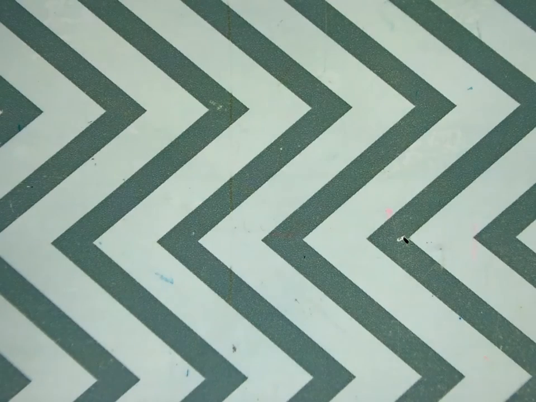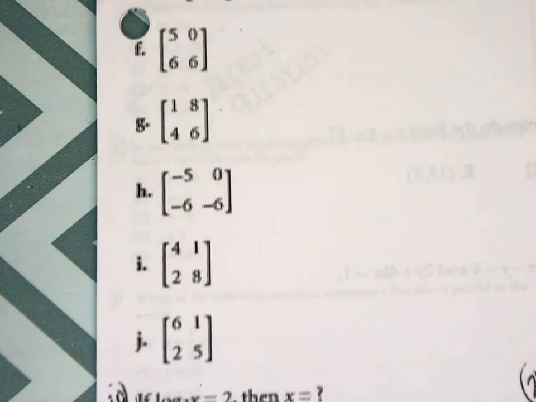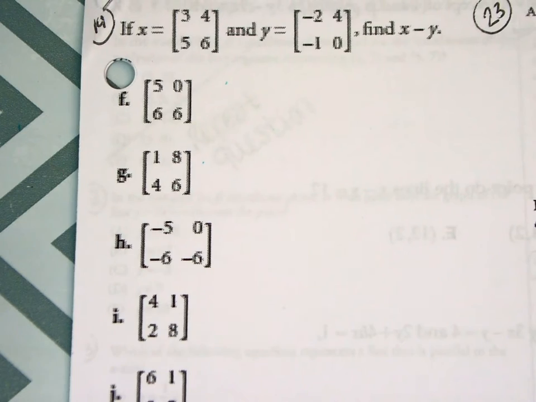All right, continuing on. Let's see here. Get everything adjusted. There we go. Number 19, sorry. Gosh, we've been doing a lot of these problems.